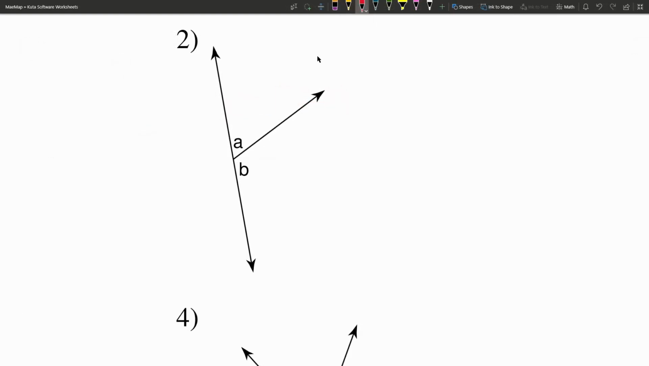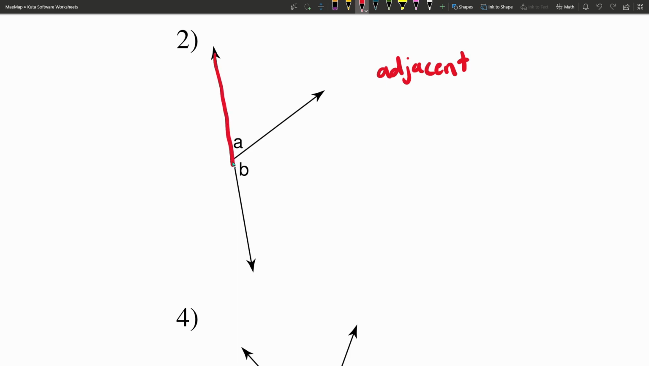In number two, again, we have angle A and angle B. Now, if you notice, they share that common vertex, that point that's formed by the sides of that angle, and they also share a common side. Therefore, these are adjacent angles. But what were the other two relationships we talked about? We talked about complementary, where they sum to 90 degrees, and supplementary, where they sum to 180 degrees.